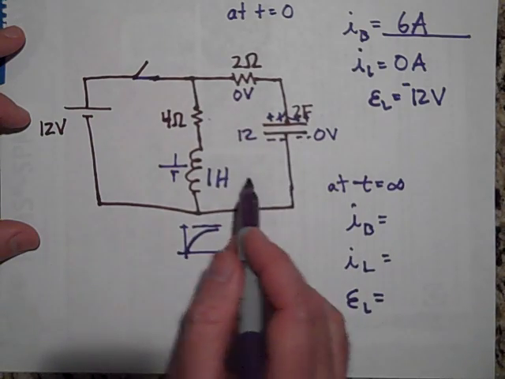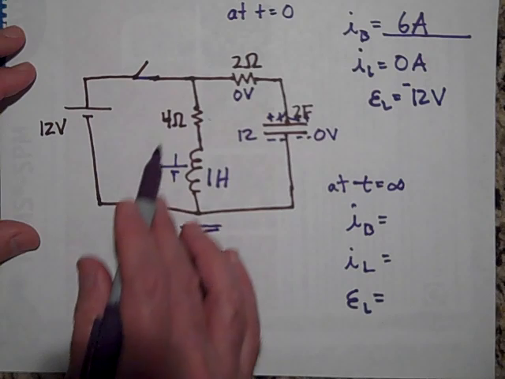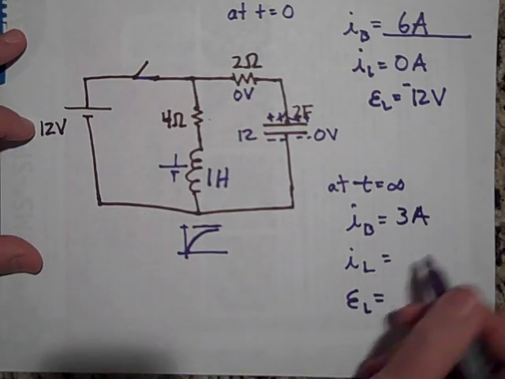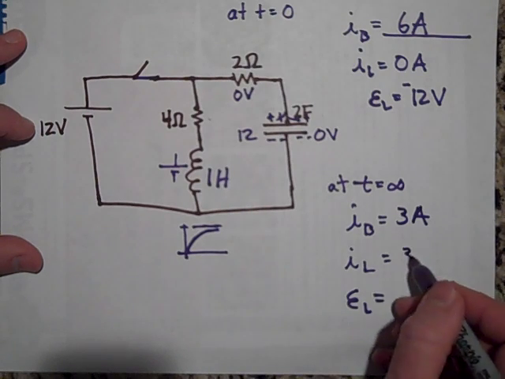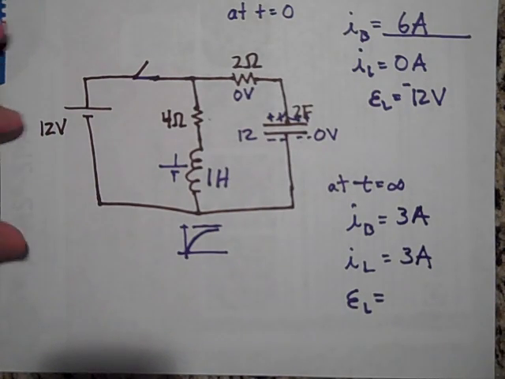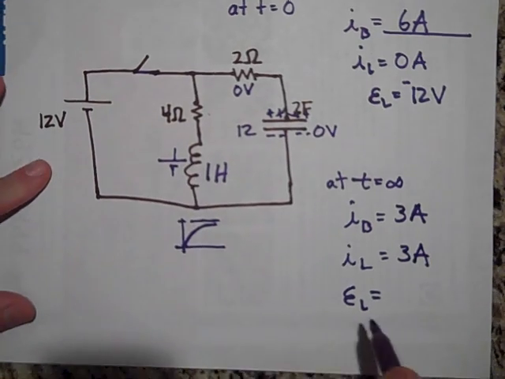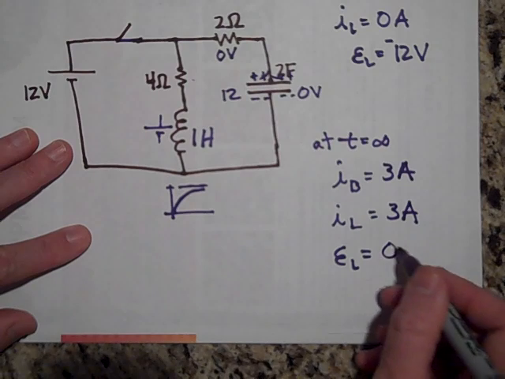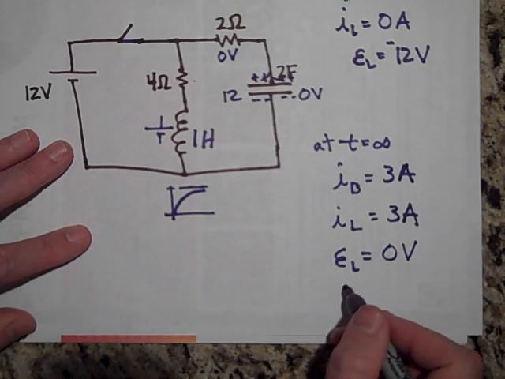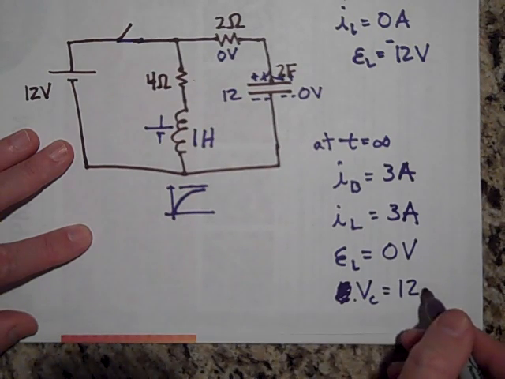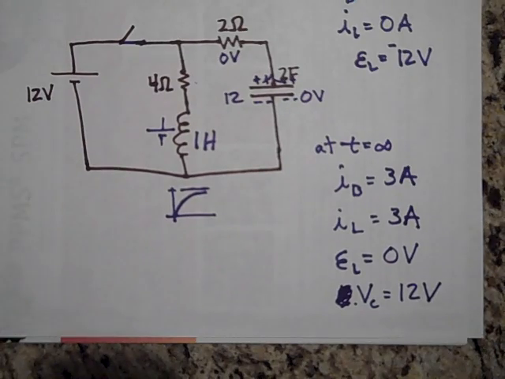What will be the I through the battery then? No current's going this way. All the current's going this way, and we have 4 ohms of resistance, so that's going to be 3 amps. There will also be 3 amps in the inductor because they're in series. What will be the EMF of the inductor? It's going to be 0 volts. What will be the voltage across the capacitor? I already mentioned, it's going to be 12 volts. Okay. All right.